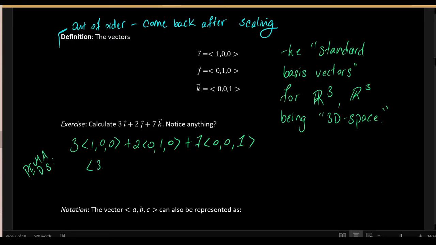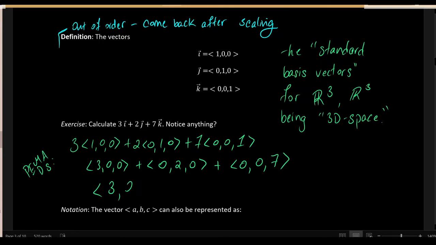So I have 3, 0, 0, 3 times 1 being 3, 3 times 0 is 0. Likewise, we have 0, 2, 0. And likewise, we have 0, 0, 7. Now 3 plus 0 plus 0 is just 3. 0 plus 2 plus 0 is just 2. 0 plus 0 plus 7 is just 7.